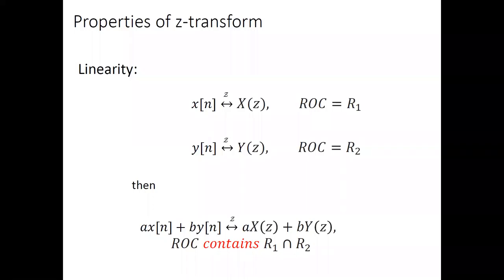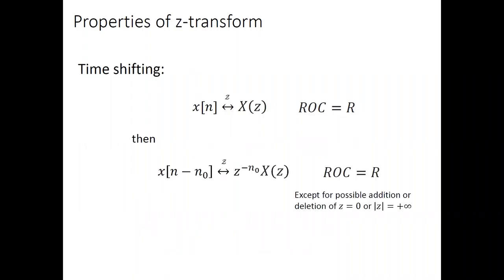Actually, we've explained the meaning of the word contains in the last chapter, on the Laplace transform. We looked at two examples. The first example is where the ROC exactly equals R1 intersecting R2. In the second example, the ROC is a superset of R1 intersecting R2. There is a similar philosophy for the discrete time Z transform here as well. But due to time limitation, I will not give two examples for this property. So in this lecture, let's just quickly move on to go through all the properties. And on the Friday lecture, if we still have time before finishing this chapter, I'll add some examples.